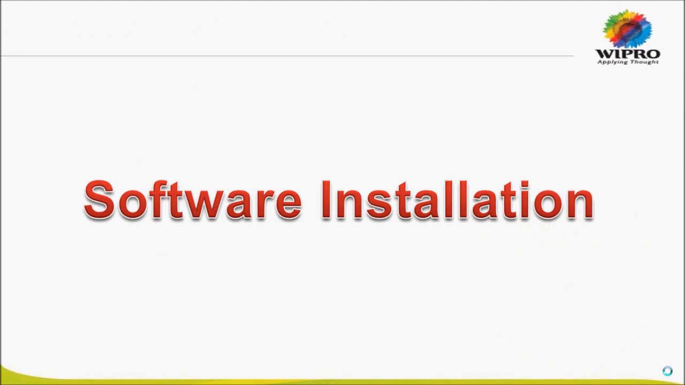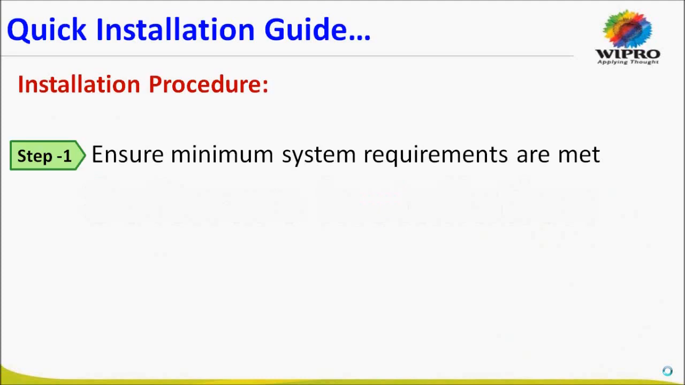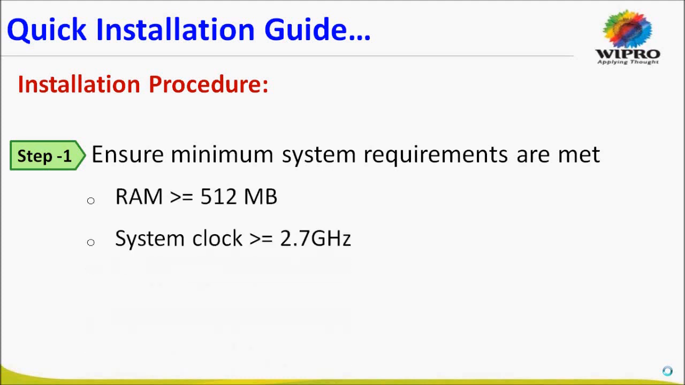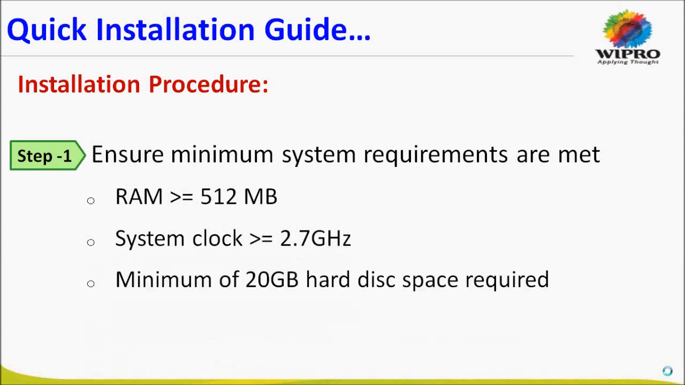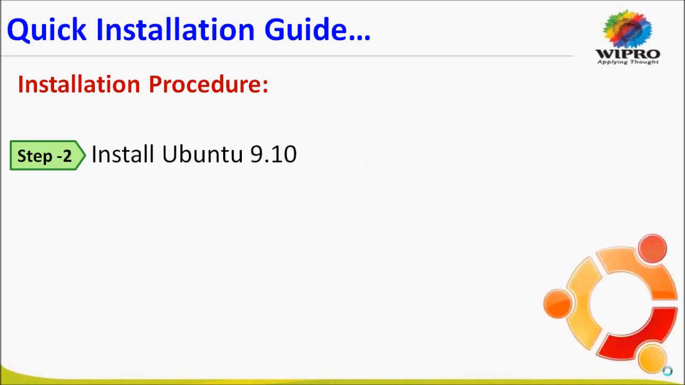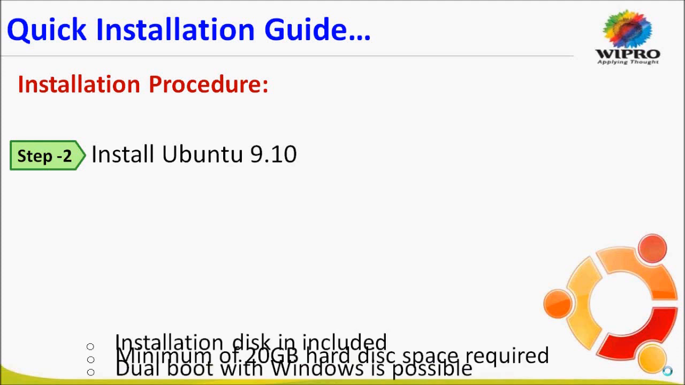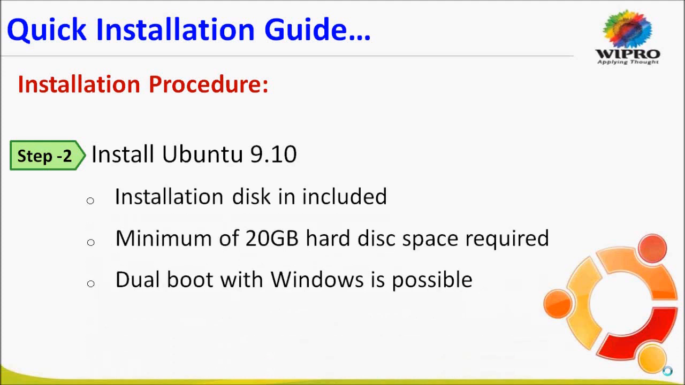Let's start with the installation of software. The first step is to procure a PC or a laptop with specified minimum configuration. That is, RAM should be greater than 512 MB and 20 plus GB of hard disk space should be available. We will also need a DVD reader. Next, we need to install Ubuntu 9.10 using the CD given with the kit. We can install Ubuntu after formatting the whole system or as a dual boot, side by side with Windows.